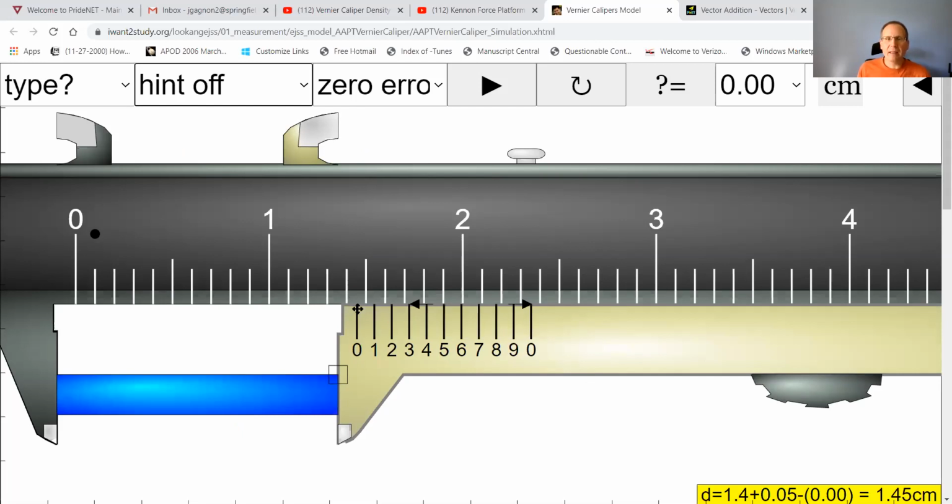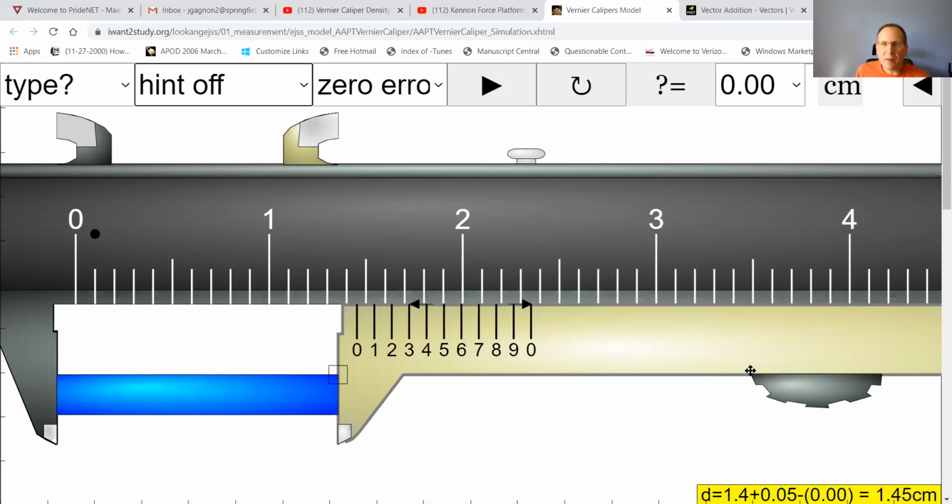To get that last digit exactly, I look on the vernier scale and I ask myself which one lines up best. Sometimes it's hard to tell. In this case, it looks like the 5th one lines up best. So I would say the reading is 1.45 centimeters. And that's what it's telling us, 1.45 centimeters.